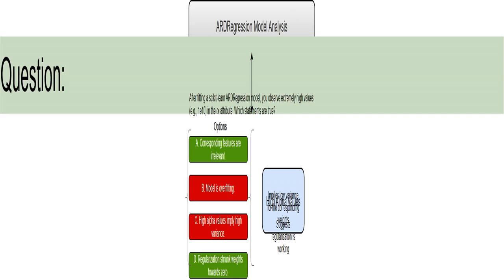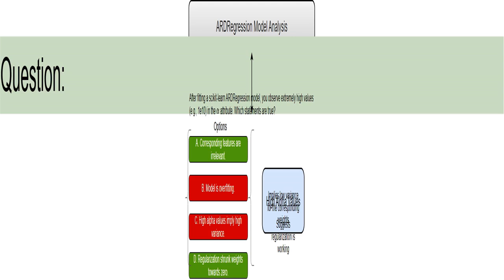I see this is about interpreting the results of an ARD regression model in Sklearn. We're looking at how to understand the meaning of high values in the alpha_ attribute. This attribute shows how precise the model believes each feature's weight is. Specifically, a high alpha_ value implies a low variance for that weight, meaning it's close to zero.